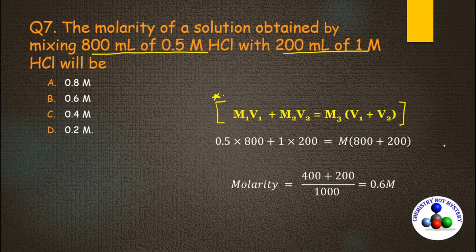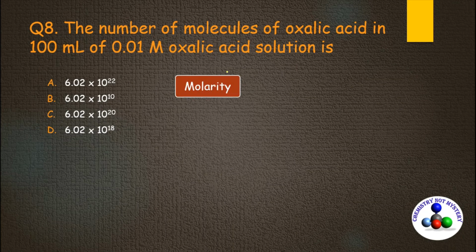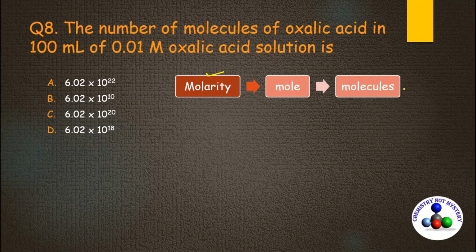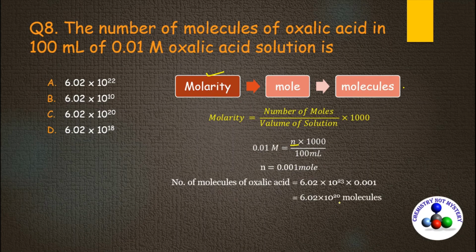The number of molecules of oxalic acid in 100 ml of 0.01 molar oxalic acid solution is. Options are given here. Here molarity of solution is given, so you can calculate the number of moles of solute, and then you have to calculate the number of molecules present in it. By using the molarity formula, first calculate the number of moles. Now multiply it by Avogadro number to get the number of molecules. Let's try to solve another simple question.